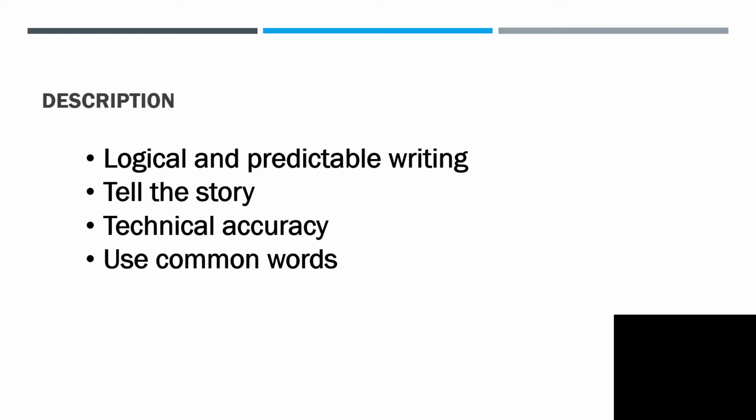Or what comes next is a surprise to them. That's also not logical and predictable, and both of those are problematic. So moving to the next thing, I kind of mentioned already about telling the story. The description should tell a story from the beginning to the end and not jump all over the place.